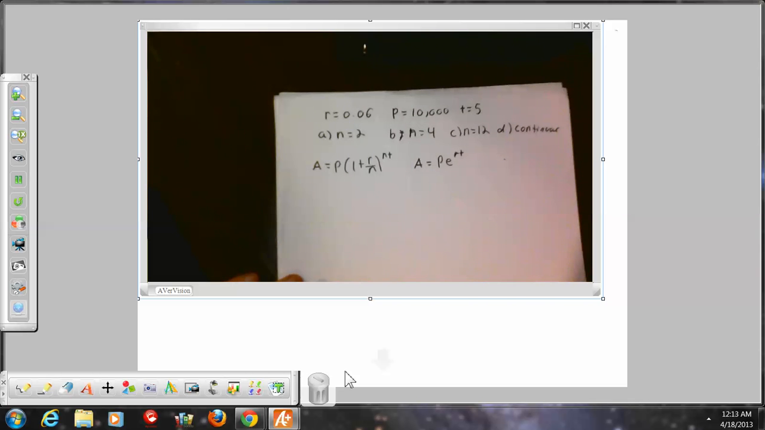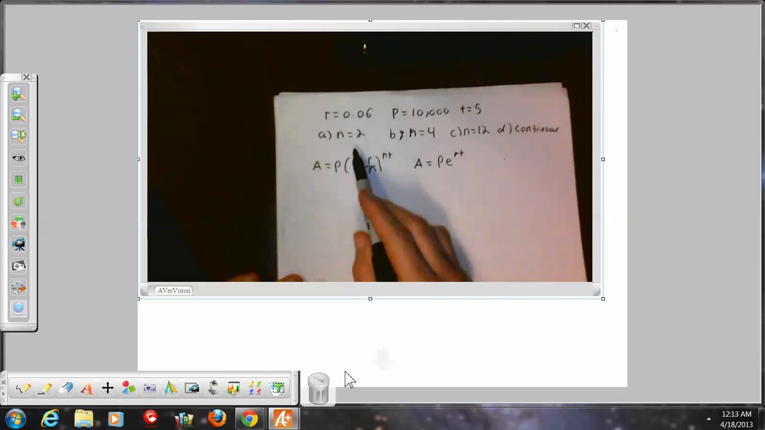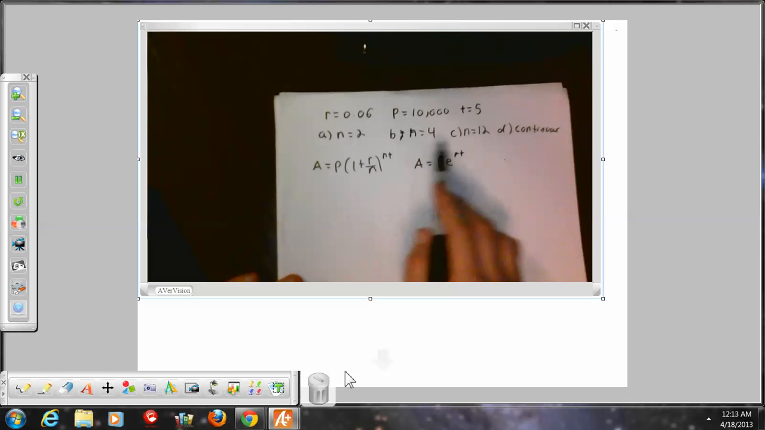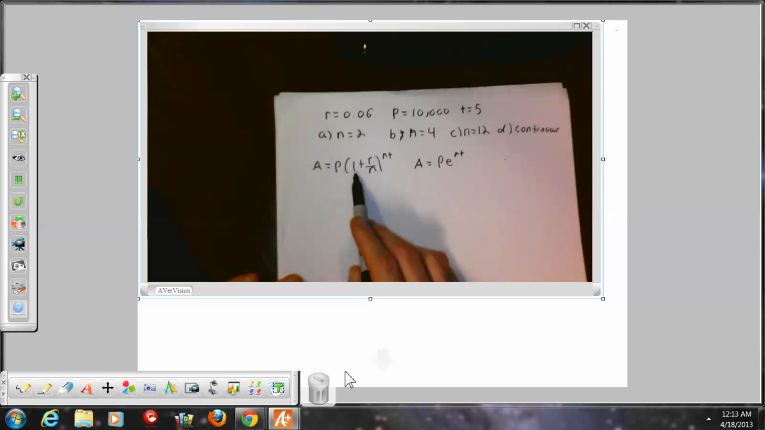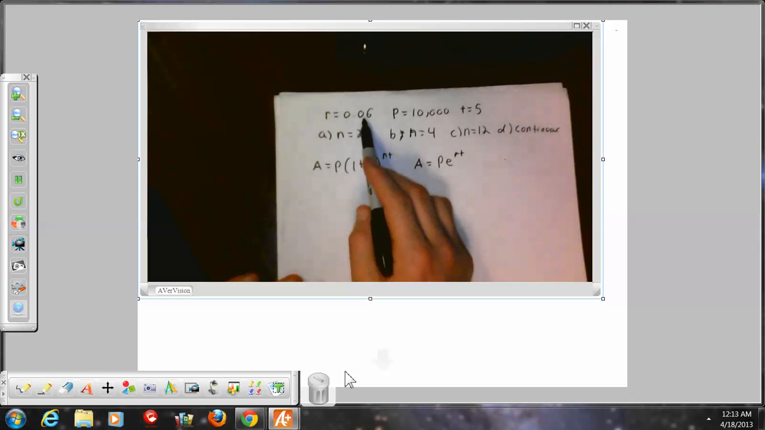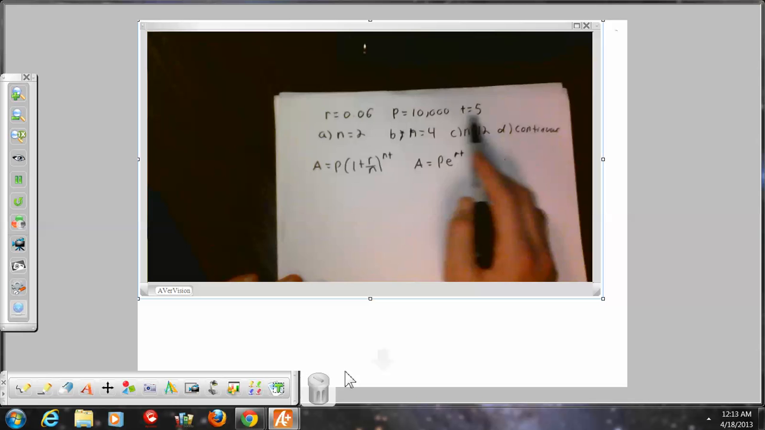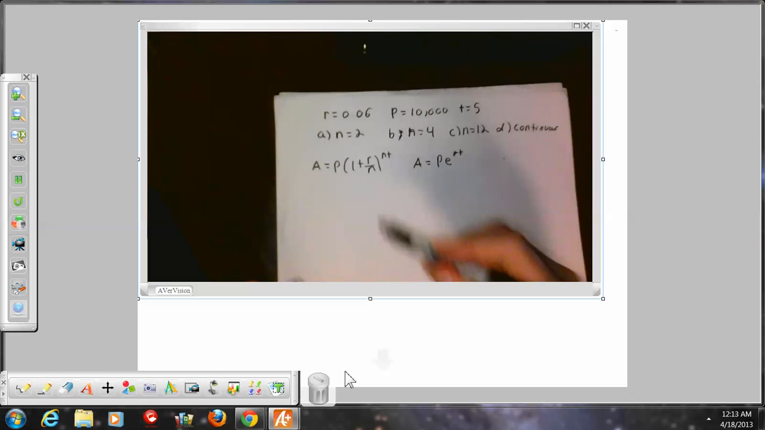So for this problem, parts A, B, and C, we have a finite n. n is 2, n is 4, n is 12. So we're going to use this first formula. And the interest rate, kind of like your APR, is given by 0.06. The initial investment is going to be 10,000, and the number of years, which is t, is always going to be 5. n is the number of compounding periods per year. So for part A, n equals 2.